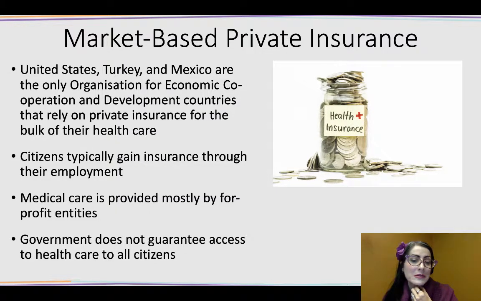Medical care is provided mostly by for-profit entities, and this is another thing that's really unique to the American system because it's market-based. So all these companies are making money off of sick people. So governments don't guarantee access to health care for all of their citizens, which again is a unique feature to our system in the market-based private insurance. Whereas in the other two, everybody is guaranteed access to health care.